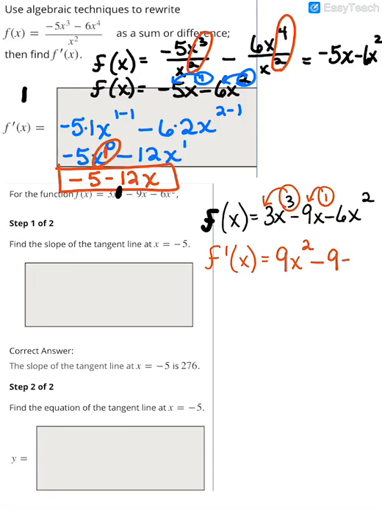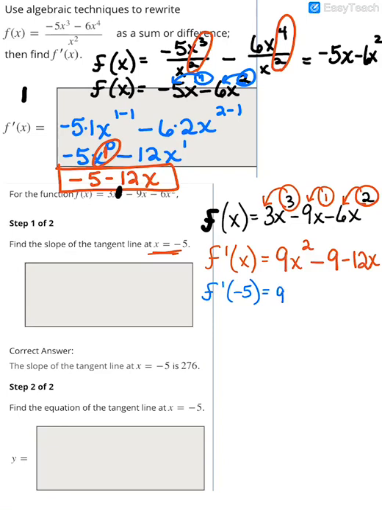And then minus, take the power of 2, pull it to the front. 6 times 2 would give me a 12. And then when you decrease that power by 1, it would just become x. Now, for the slope of the tangent when x is equal to negative 5, you're simply going to plug the value of negative 5 in for x.